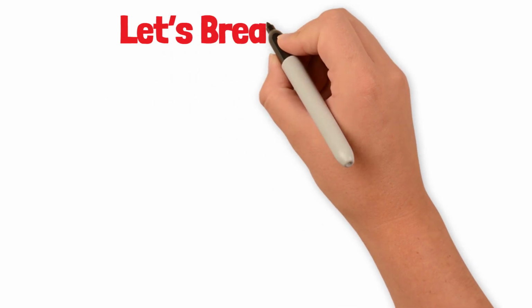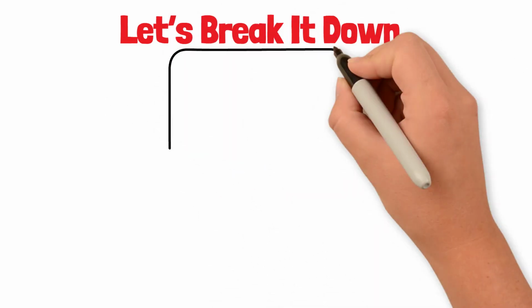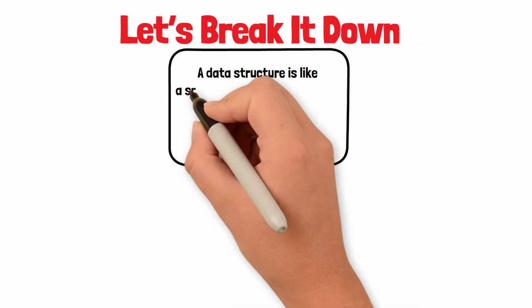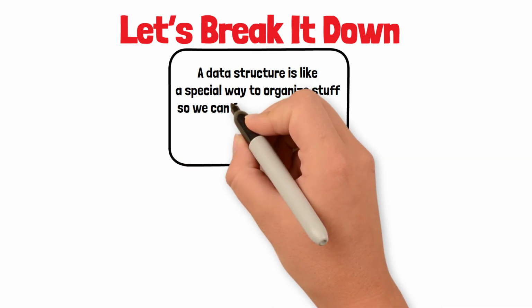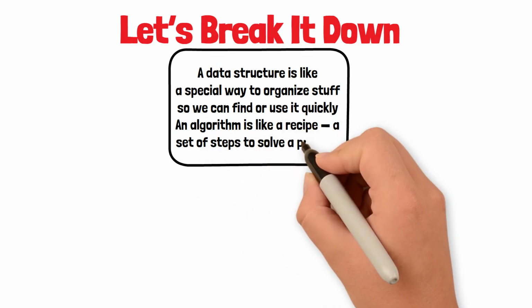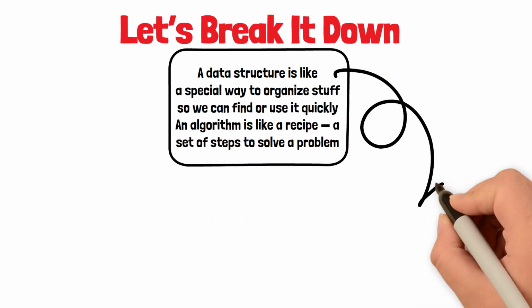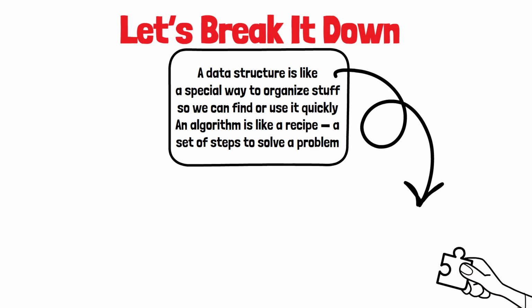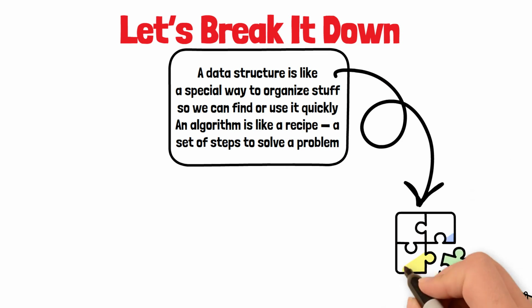Let's break it down. A data structure is like a special way to organize stuff so we can find or use it quickly. An algorithm is like a recipe, a set of steps to solve a problem. Together, they're like your brain's toolbox for solving puzzles, organizing things, and saving time.